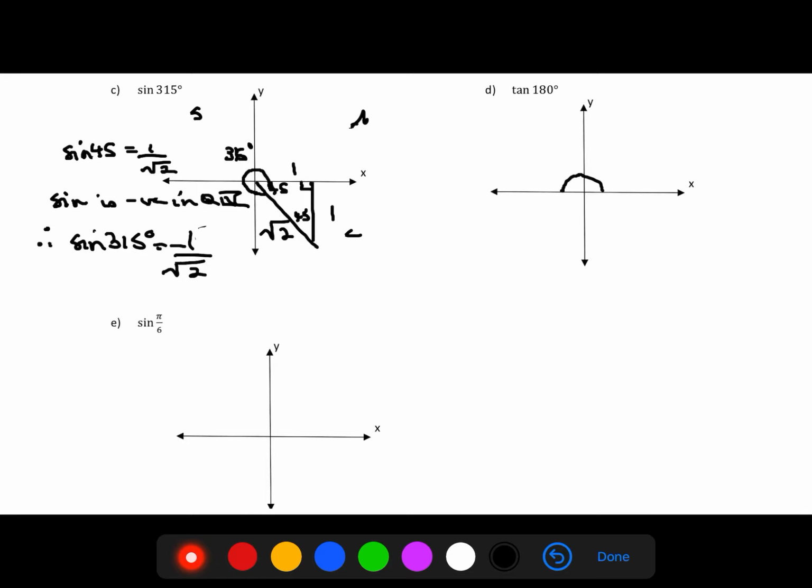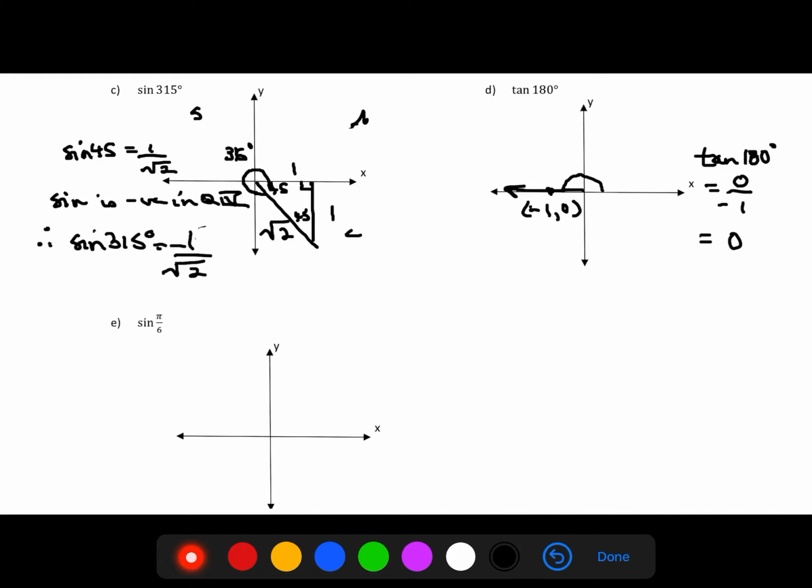Tan of 180. So we're going to have 90 to 180. Our terminal arm is on the x-axis. Again, thinking about points, we're going to have negative 1 and 0. So tan of an angle is y over x. So tan of 180 is our 0 over negative 1, which is equal to 0.